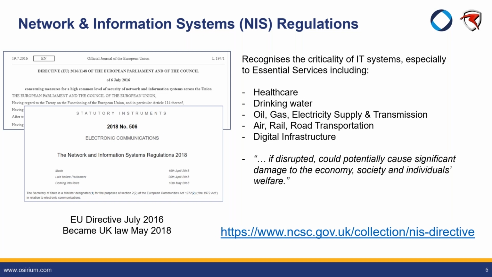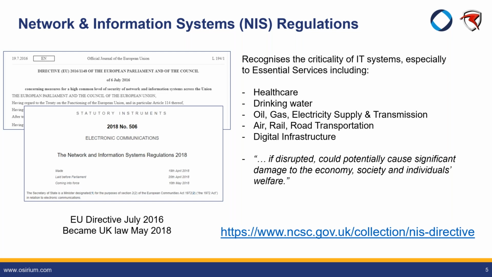So it applies to groups that are broadly defined as operators of essential services. That includes companies that supply critical services to healthcare, drinking water, oil, gas, energy, air, rail, road, and digital infrastructure as well. Digital infrastructure is quite a broad term, but typically that's infrastructure as a service, platform as a service, and also some software as a service providers as well. If you provide a critical software as a service component, then you could fall under NIS as well.